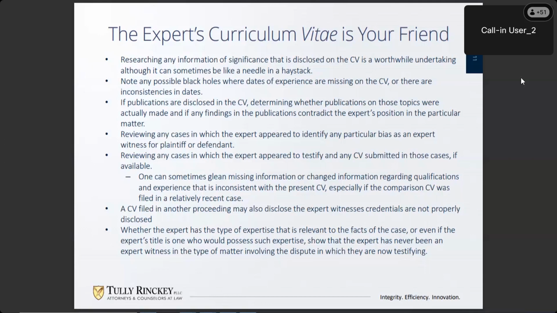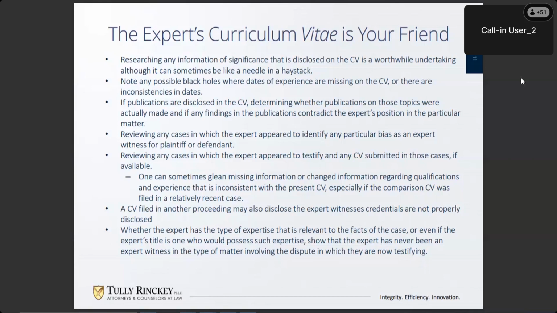So I think the whole gist of this is really to look at whether the expert's credentials are overinflated or misrepresented in the action, and to use the other CV to show that, or to raise that at least as a question at trial.